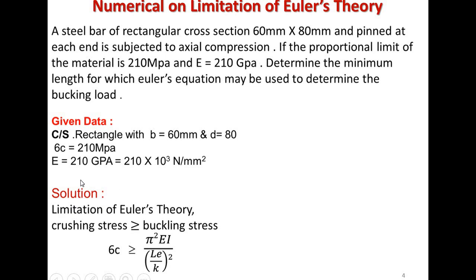Now we'll solve this problem. First we need to find out the minimum length for the Euler equation. So we will find it by using Euler's limitation. Euler's limitation is that crushing stress should be equal to or greater than buckling stress. Then we can say that the column will fail by buckling. So sigma c should be greater than or equal to buckling stress. The formula for buckling stress is pi square E divided by (LE by K) whole square.